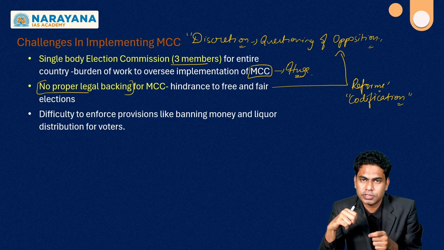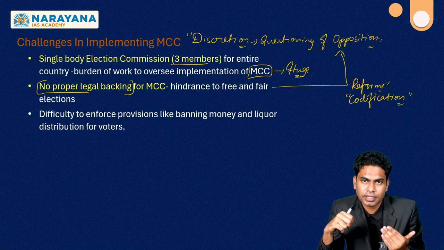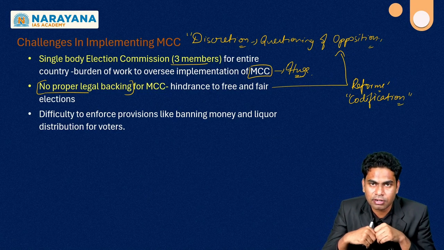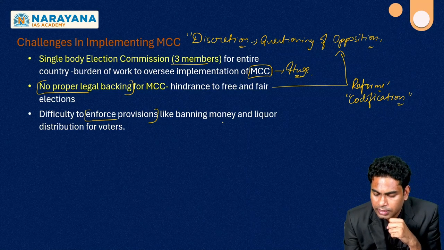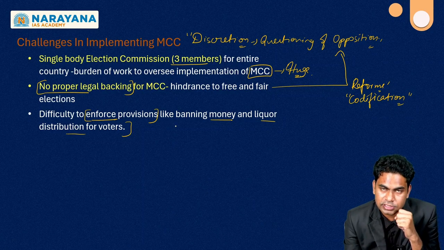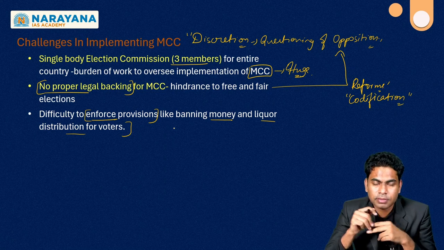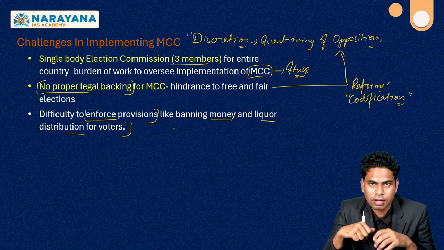So and so violation is being done, and thus we could see that certain proceedings could be undertaken so as to see the implementation is done in a stricter manner. And added to it, there is difficulty in enforcing provisions like banning money and liquor distribution for voters, etc. Many additions are required, many modifications are required, and the model code of conduct's implementation is important for the democracy of the country. Now let us look into another article.